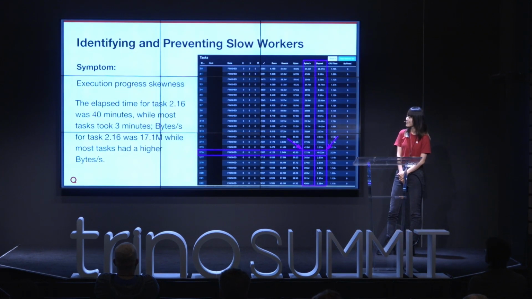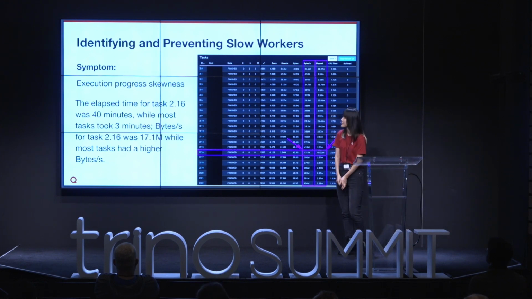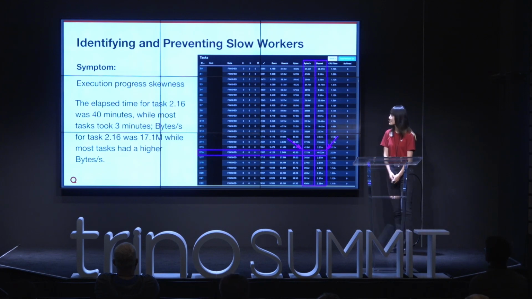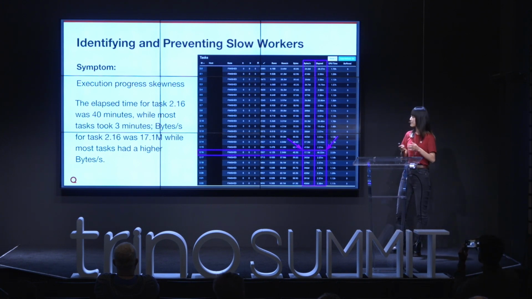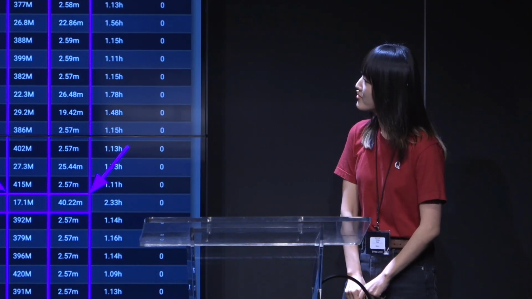So we did some investigation. And we figured there is a common symptom among those slow queries reported by users, which is the execution progress skewness. What does it mean? So it means that in a single stage of the query, there might be some tasks that spend much longer time than the others. And they might have the bytes per second much lower than the average.